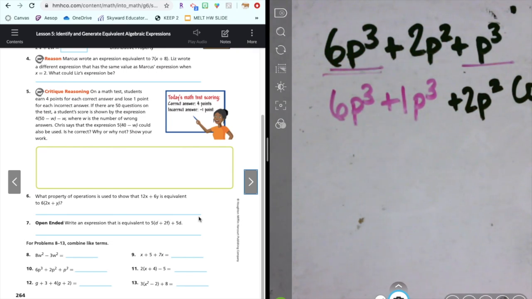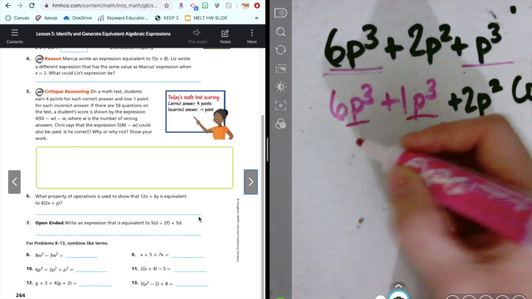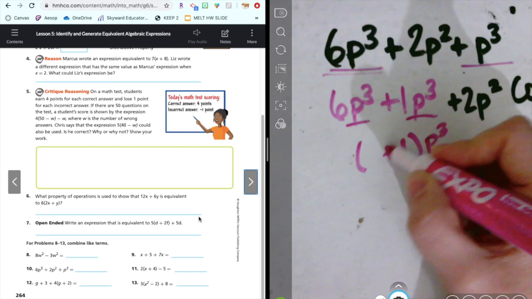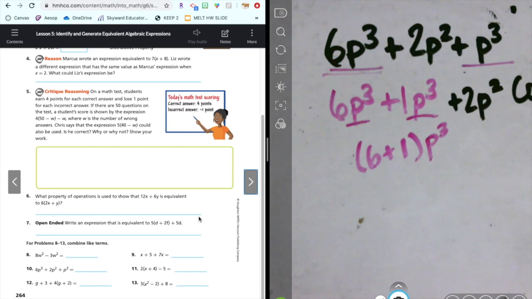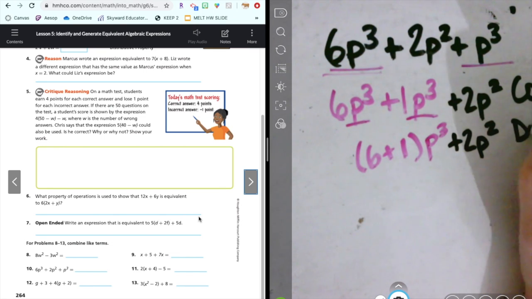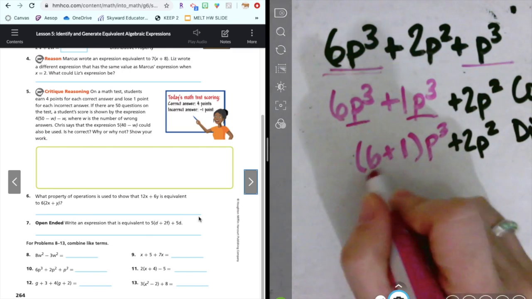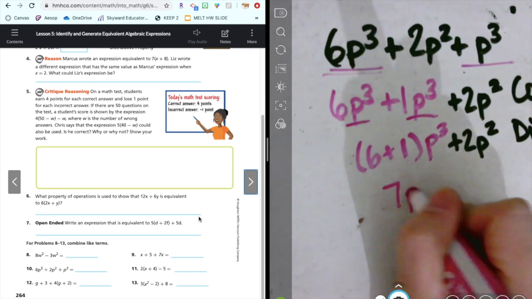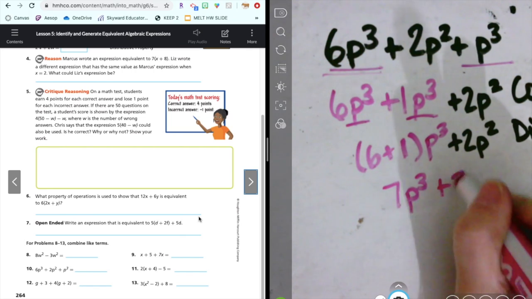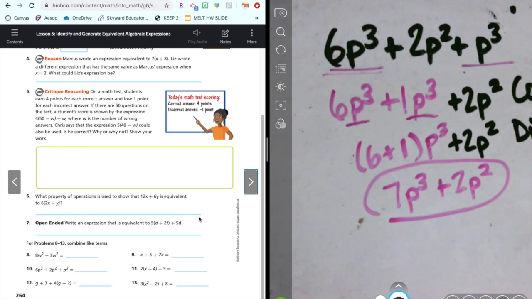Okay? Now, take the p cubed away and then put the coefficients in the parentheses. And I still have my plus 2p squared. That's the distributive property. Okay. Now I'm going to do 6 plus 1 is 7p cubed plus 2p squared. And I am finished. I cannot put those together any further.